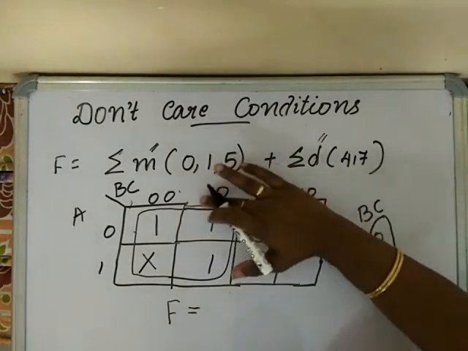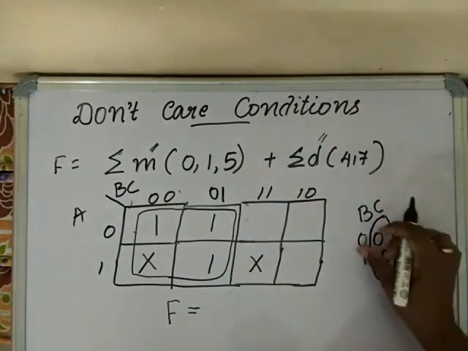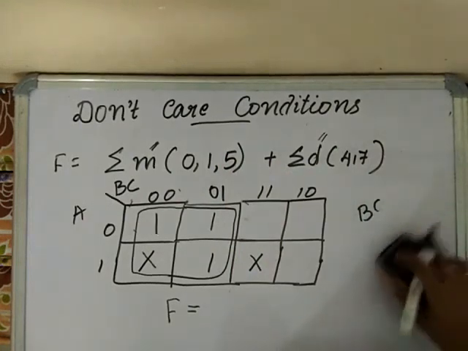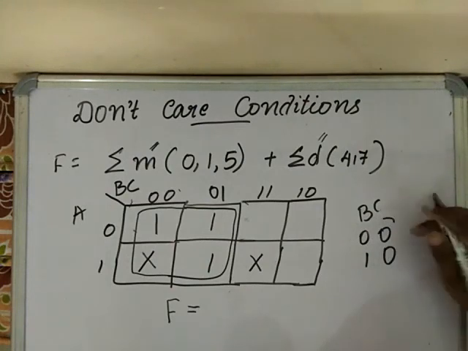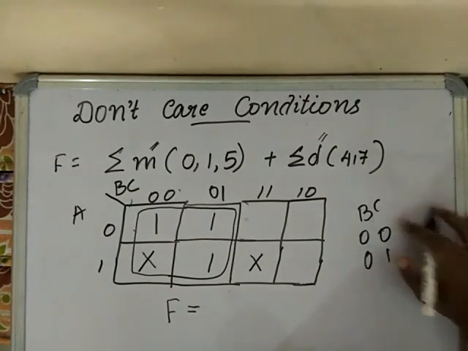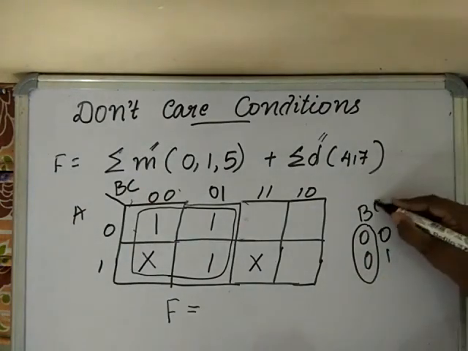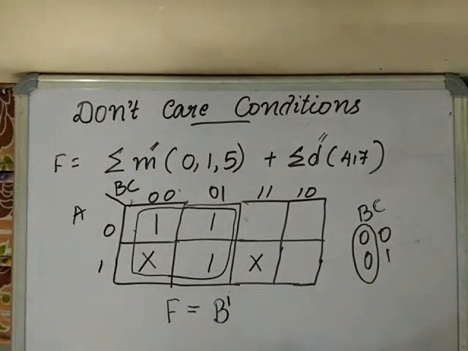Sorry, it's not 1, 0. Here it is 0, 1. The columns are 0, 0 and 0, 1. The non-changing variable is 0. 0 is indicated by B bar. So the simplified Boolean function is f equals B bar.